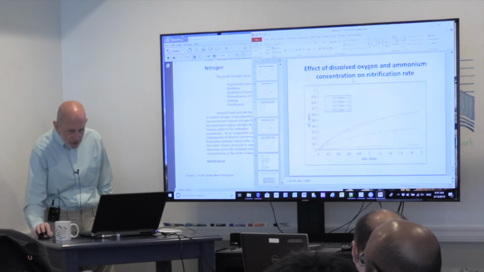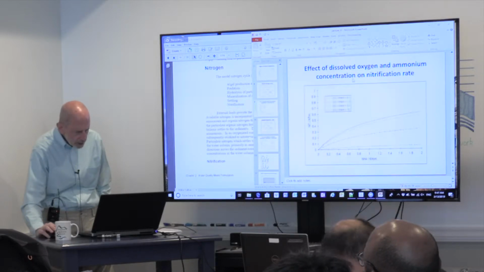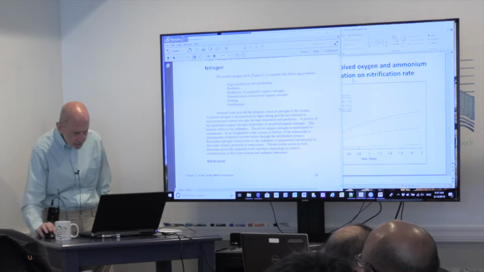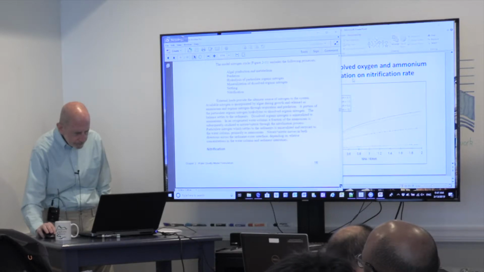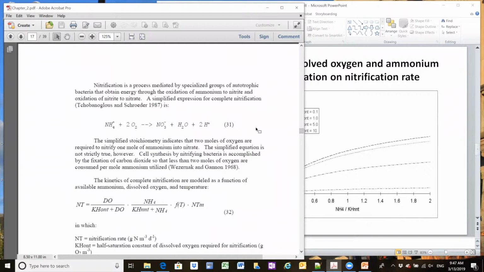Okay, what comes next? Let's look at nitrification. So there's an equation. It's not exact, but there's a rough equation for nitrification. And basically, ammonium consumes oxygen to produce nitrate. So again, this is a key sink of oxygen, and you got to get this right.